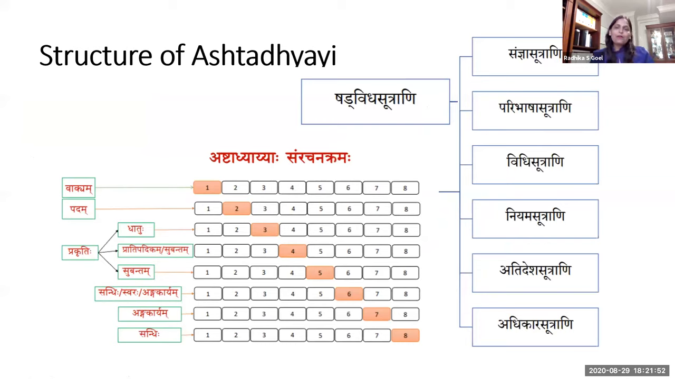Okay, and now we'll go briefly into the structure of Ashtadhyayi. What are these 4,000 sutras or rules? What do they cover, and how is it laid out, right? So we have different kinds. These sutras of Ashtadhyayi can be classified into 6 different parts.